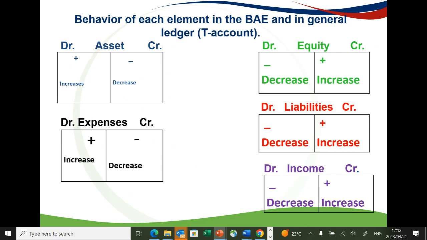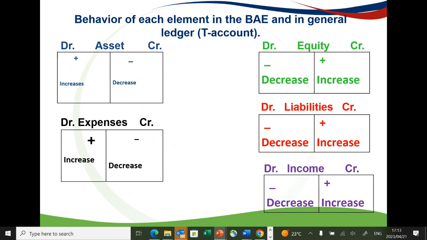Number two here, I just wanted to highlight our basic accounting equation. Never lose sight of the basic accounting equation. All the time when you think about an accounting transaction, think about how it affects your basic accounting equation. We know assets and expenses increase on the debit side, they decrease on the credit side. Then equity, liabilities and income increase on your credit side and reduce on the debit side.